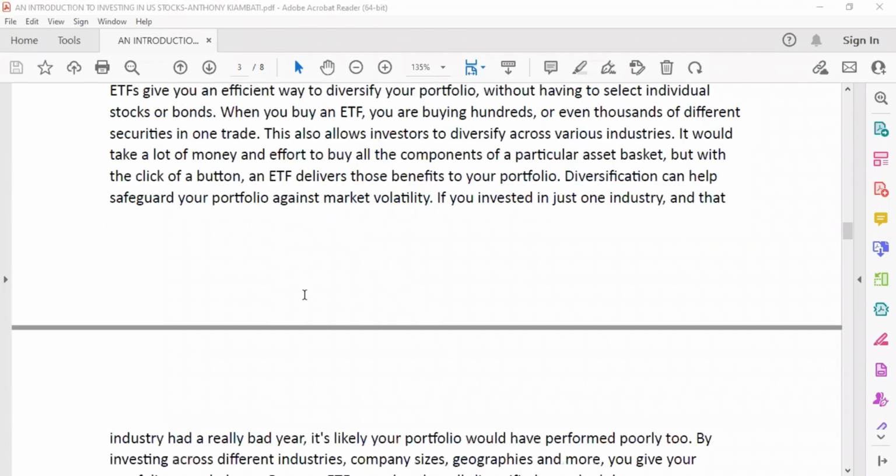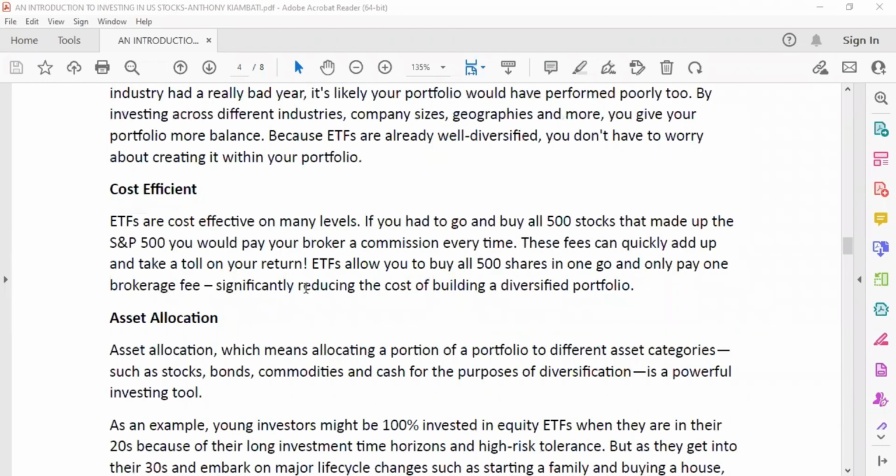The second advantage is cost efficiency. If you are to invest, let's say, in the 500 stocks in an ETF, you'd have to pay commissions for every trade you take. And let me just mention this right now. On the Hisa app, we charge a 1% commission per trade for US stocks, both US stocks and Kenyan stocks. So the commission is 1% per trade.